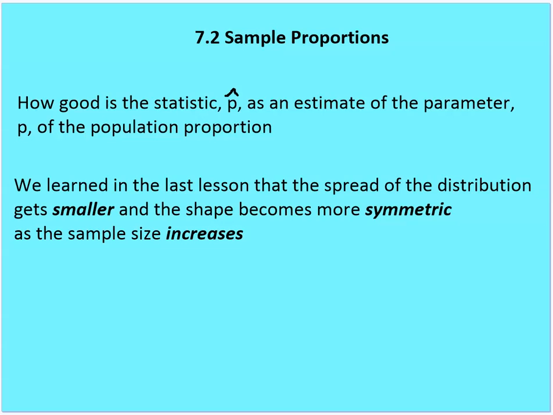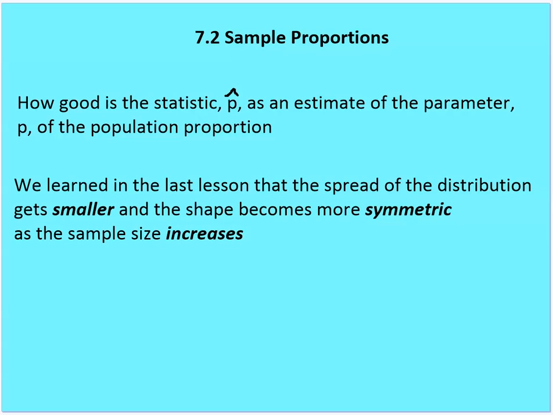So the question again is, how good is a statistic p as an estimate of a parameter p of the entire population? Because we can't evaluate an entire population, we're going to take a sample, look at the sample, and then evaluate whether or not we think that statistic accurately represents, or is an unbiased estimator of, the population proportion.